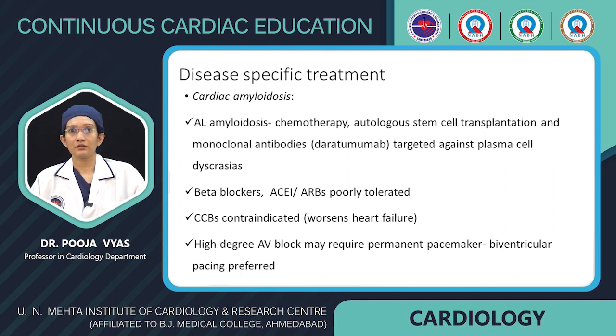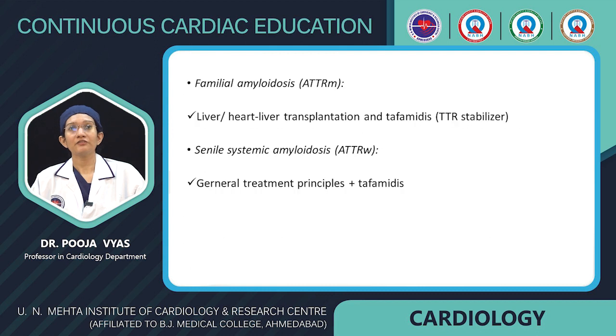And so if the patient has familial amyloidosis, ATTR type of amyloidosis, then we can consider liver or heart-liver transplantation together, and tafamidis, which is a TTR stabilizer. And if the patient has wild type cardiac amyloidosis, senile systemic amyloidosis, then tafamidis and general treatment principles should be followed.